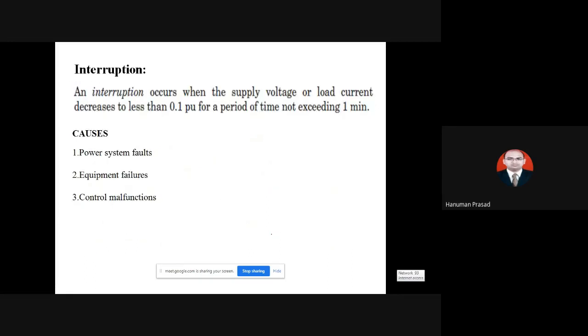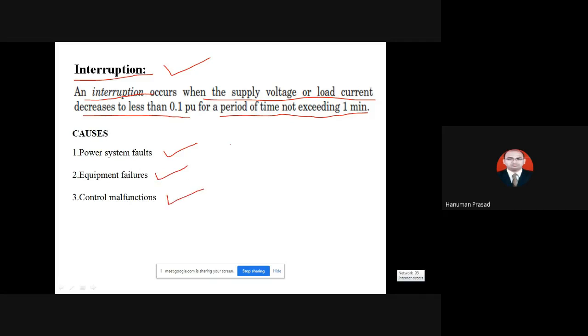नेक्स्ट पॉइंट इज इंटरप्शन. As the name suggests, interruptions occur when supply voltage or load current decrease to less than 0.1 per unit for a period of time not exceeding 1 minute. This is called the interruptions. What are the causes of interruption? Power system fault, equipment failure, control malfunctionings.